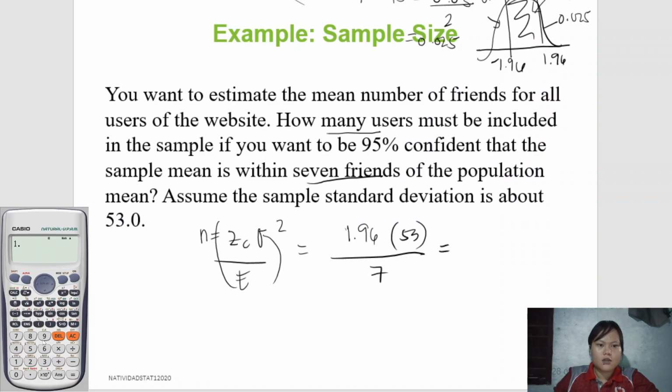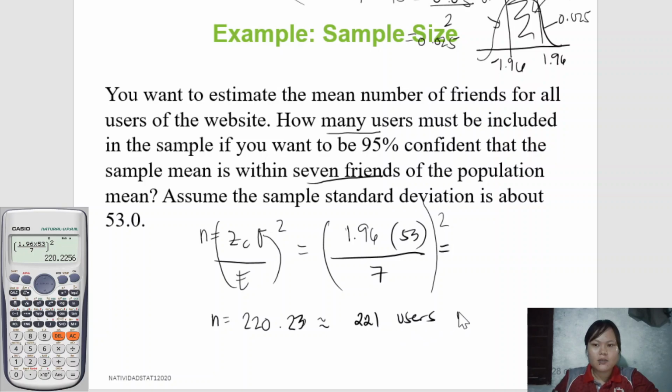So, that would be 1.96 times 53 over 7, squared. That's 220. Okay? So, 220.23. Or they have to sample 221 dahil wala namang half na tao. Okay? So, at least 221 users must be in the sample to be 95% confident.